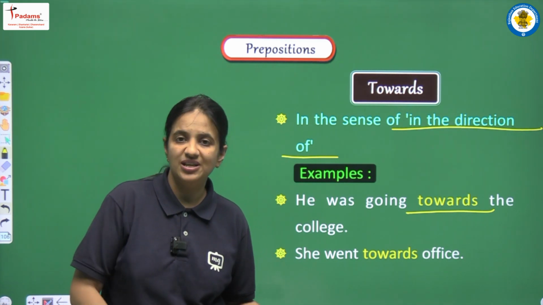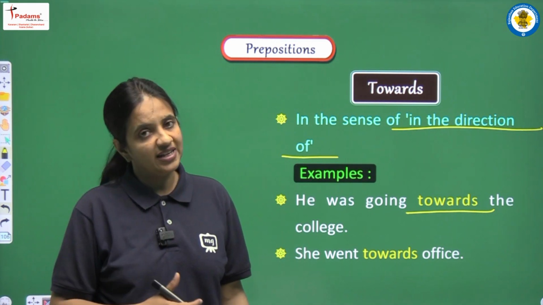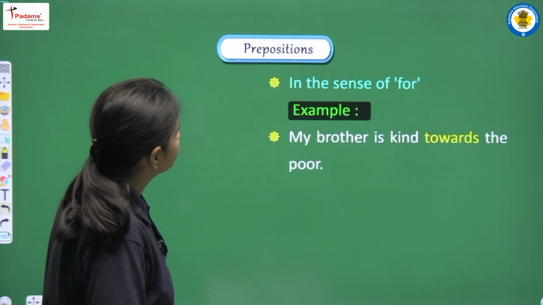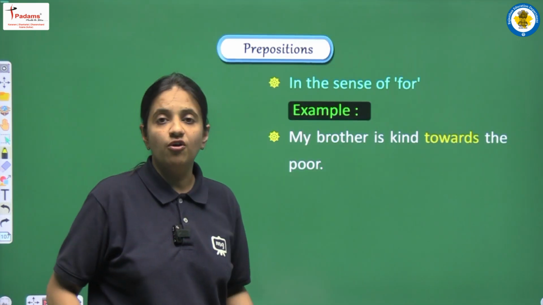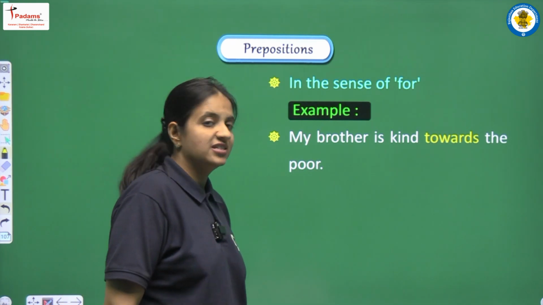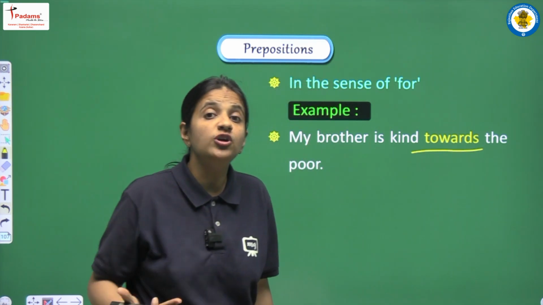Next is she went towards office. Again we are trying to show the movement, right, and we are saying that she went towards office, or we can say she went in the direction of office. Next, in the sense of for. Let's see the example. My brother is kind towards the poor. So we are trying to say that my brother is kind to, we can say, for the poor.